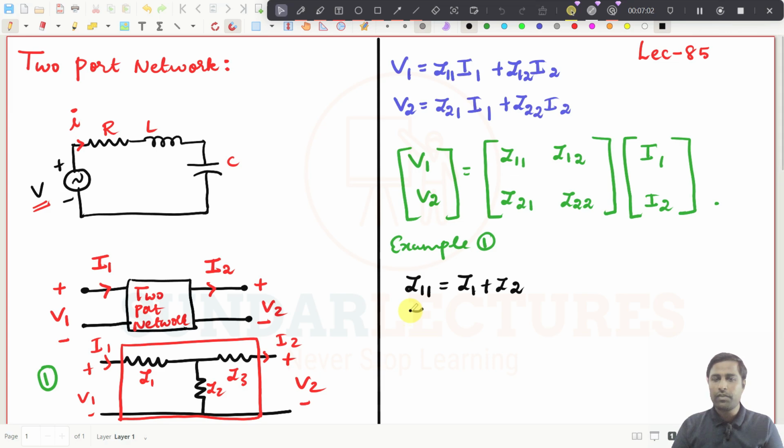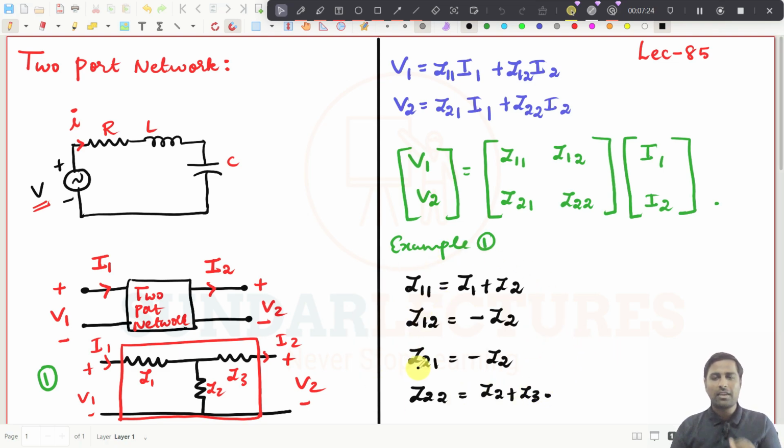And if you are going for Z12, what is the value of Z12? It is minus Z2. That should be the Z2 value. And Z21, the same value. And what is Z22? It has to be Z2 plus Z3. That's all, right? You can simply get the values.